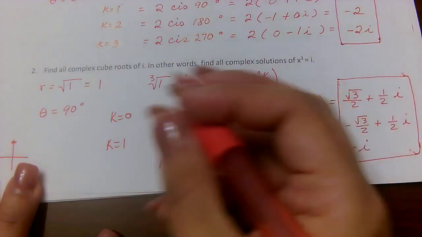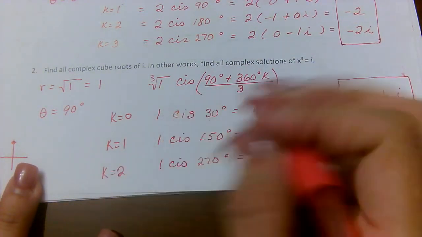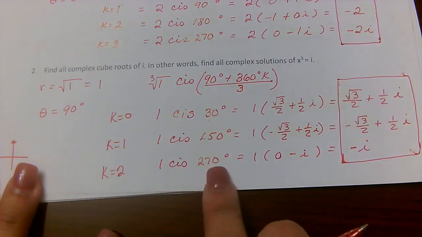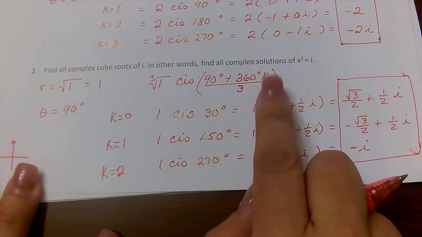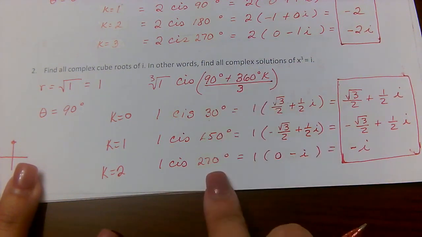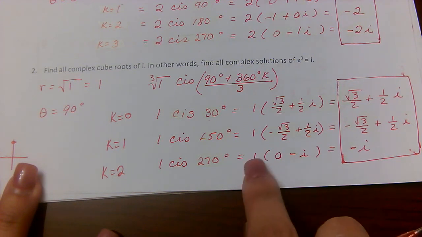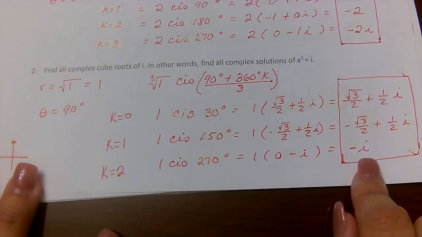Okay. k is equal to 2. You're going to have 1 cis 270 degrees once you put in the 2 here and evaluate. And then for 270, you have 0 and negative 1. Okay. Distribute, and you get negative i.